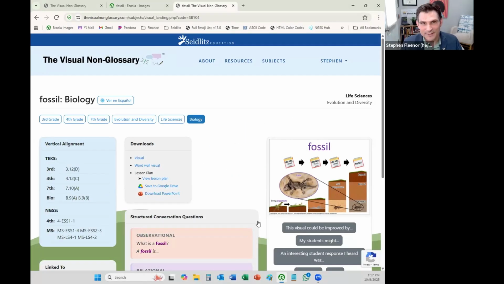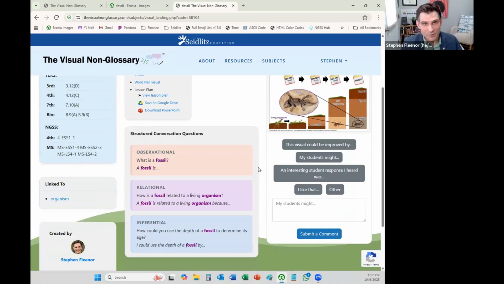So the visual non-glossary is a series of lessons, and the anchors of those lessons are structured visuals like this one. What you'll notice is in all of these lessons, as an essential skeleton of the lesson, is several conversation prompts. And these conversation prompts are deliberately designed to be at increasing levels of Bloom's taxonomy. So the depth and complexity of these questions are going to increase. And importantly, they're always going to be centered around this word.